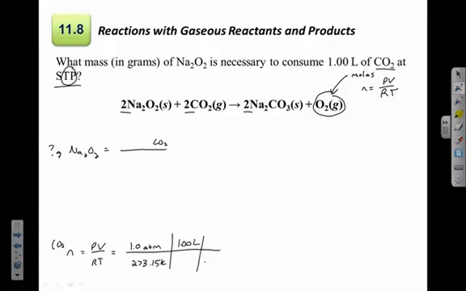And I know R is a constant. And so I can cancel Kelvin, cancel liters, cancel atmospheres. That will give me moles. So it's going to be 1 divided by 273.15 divided by 0.08206. 0.0446 moles of CO2.